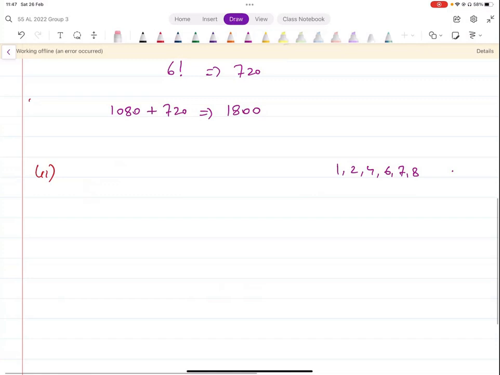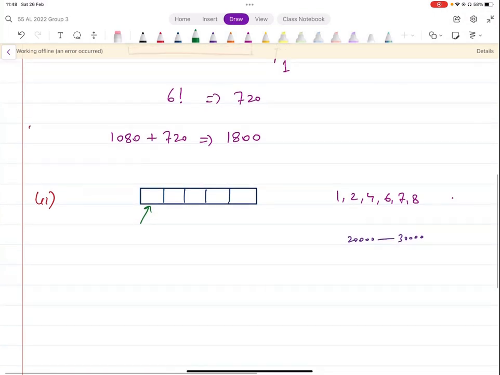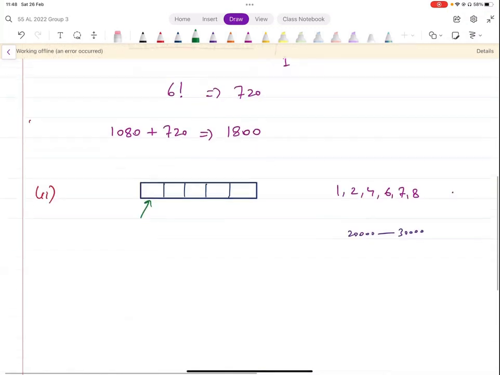So we have 5 places. You can think of it like this: 1, 2, 3, 4, 5 places. The number has to be between 20,000 and 30,000, and all digits should be different. Now, if you think about it, there's only one way to fill the first box. In the first box you can only have one number, right? And what number is that? We have 1, 2, 4, 6, 7, 8, so six numbers.